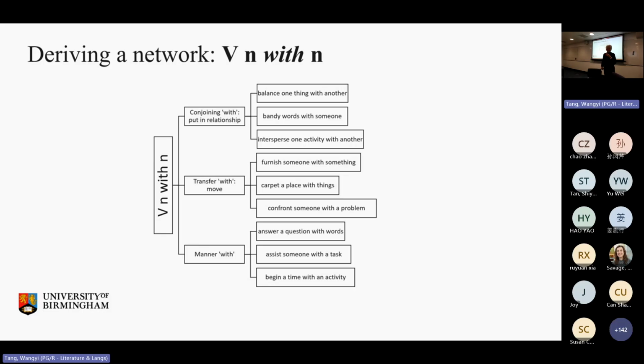The transfer with, where something is moved, furnish someone with something, confront someone with a problem, which is a metaphoric one, or the manner with how something is done, answer a question with words, assist someone with a task, begin a time with an activity.